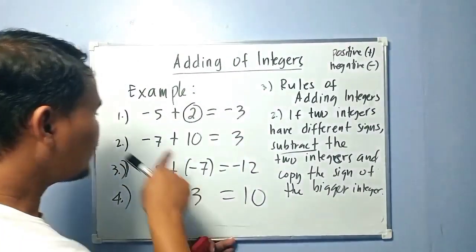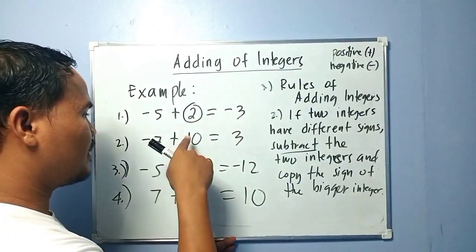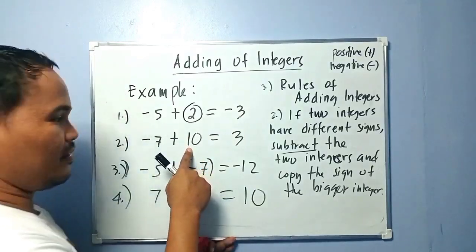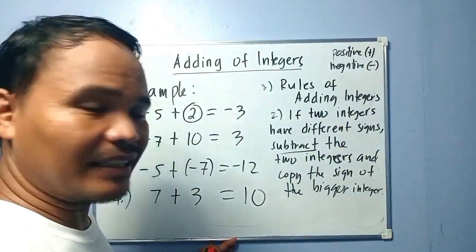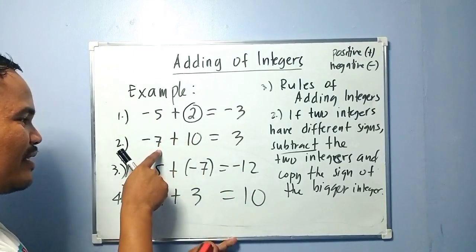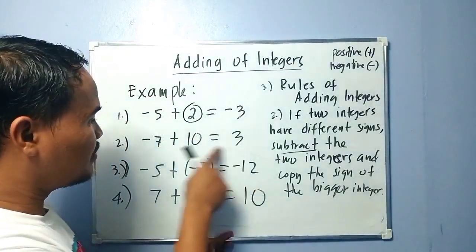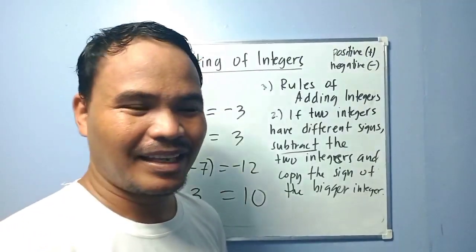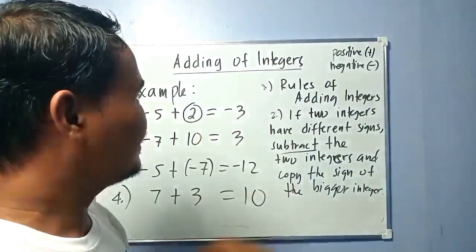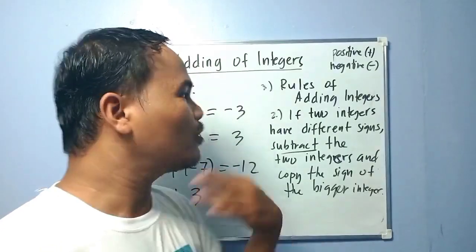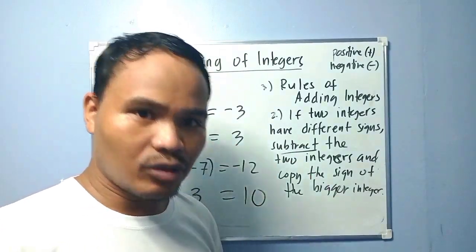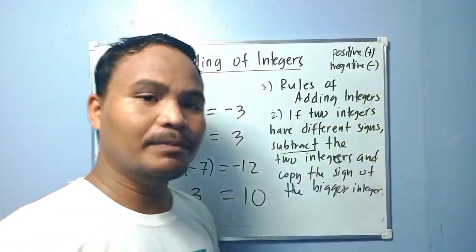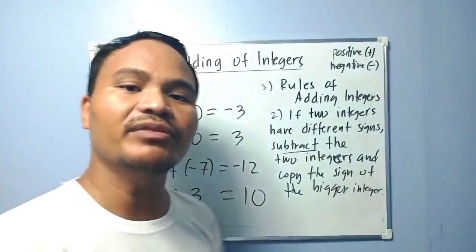Next, number 2. The sign of 7 is negative, and the sign of 10 is positive. So they have different signs. So we are going to subtract: 10 minus 7 is 3. And what is the sign of the bigger integer here? The sign is positive, so our answer is positive 3. Okay? So these are the rules of adding integers. And I recommend you memorize the rule so that answering is easier when we are dealing with adding of integers.